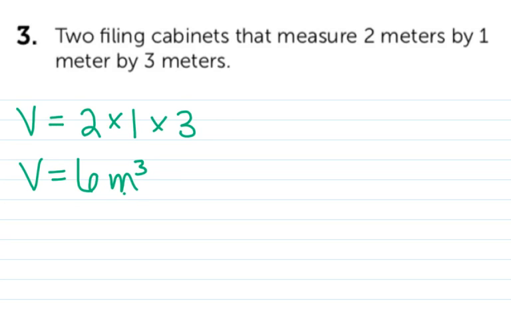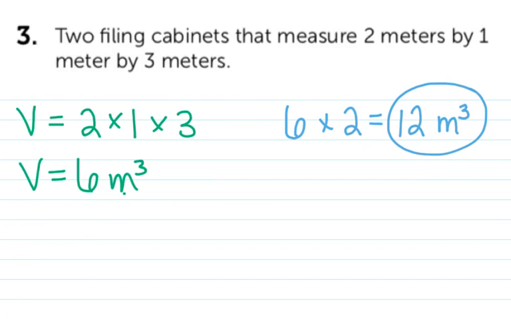And now it actually says that I have 2 filing cabinets. One of them is 6. So the volume for 2 would just be 6 is the total for 1 times 2 filing cabinets. I have a total volume of 12 meters cubed. That would be my final answer there.